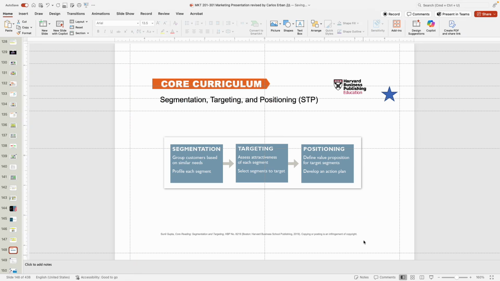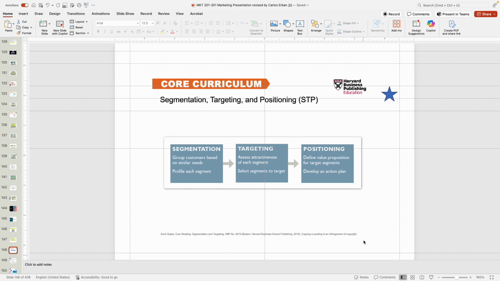Okay, so segmentation, targeting, and positioning. What is segmentation? You have this huge market and you need to segment it into different groups. And this can be done in several ways, which we'll talk about in a second. By the way, sometimes most of these markets are already segmented. Automobiles, you have all these segments and sub-segments that have existed for years. So most of the time, there is already a segmentation in place.